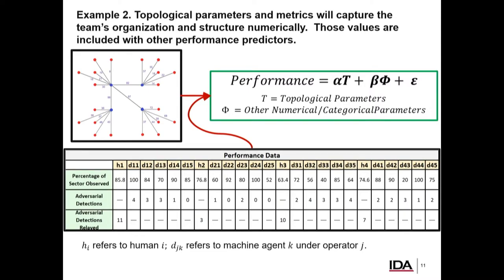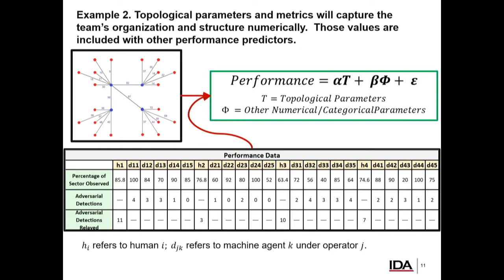Two of the main ways, though, was the percentage of sector covered. So we didn't expect, because of time constraints, for each drone to cover all of its particular area that it was assigned to. So we measured how much of each sector a drone was allowed to cover during the time period, and then how many adversarial detections were made, and then how many of those detections were actually relayed back to the commander. So humans are making some decisions here too, obviously, about whether or not they trust the drone's information that's being fed back to them.